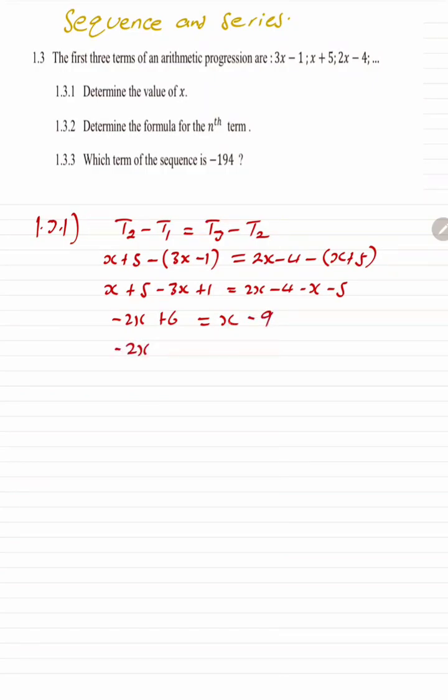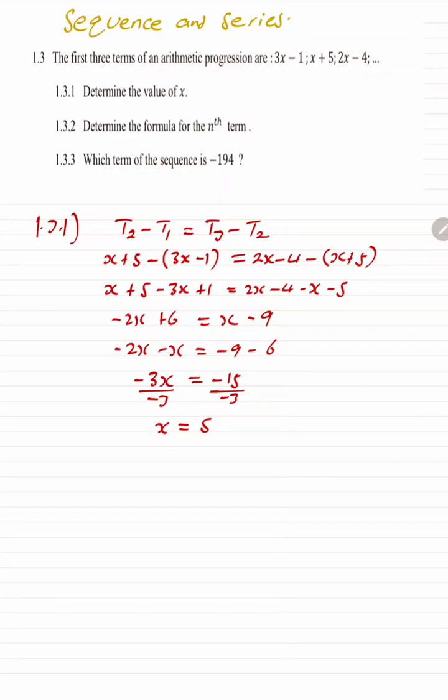Then transpose x. Take this x to the other side. It's going to be minus x. Take 6 to the other side. It's going to be minus 6. Then this is going to be minus 3x. It's equivalent to minus 9 minus 6. It has to be minus 15. Divide by minus 3. Divide by minus 3. X therefore equals 5.